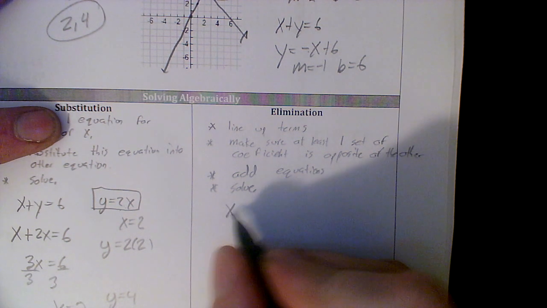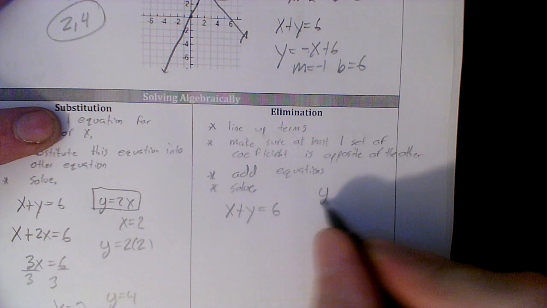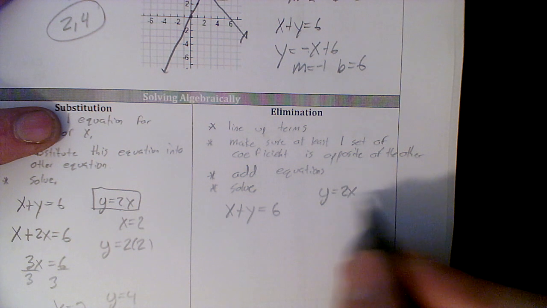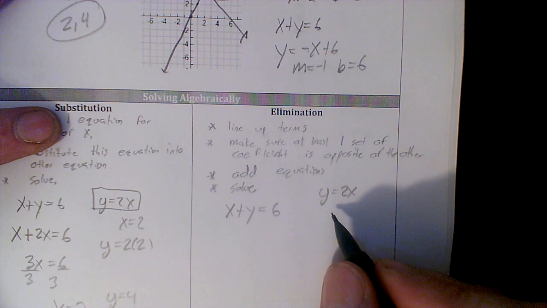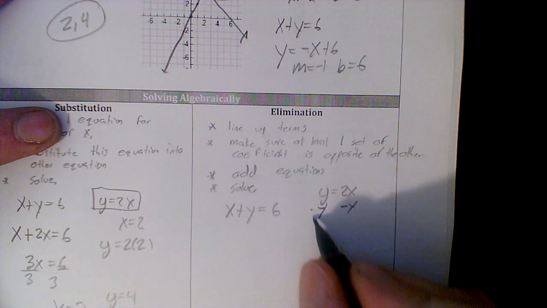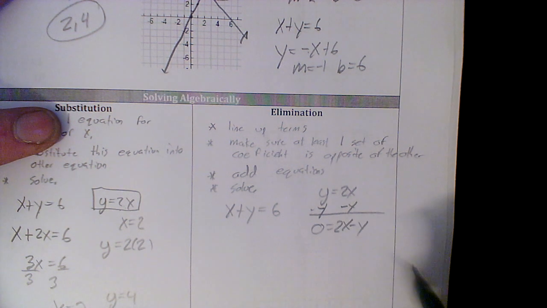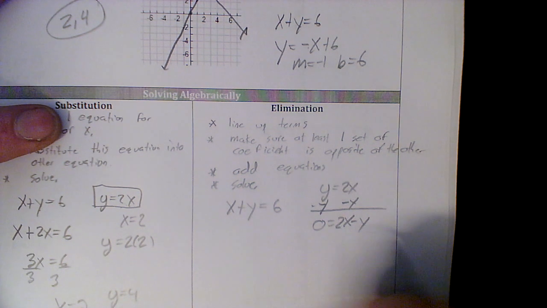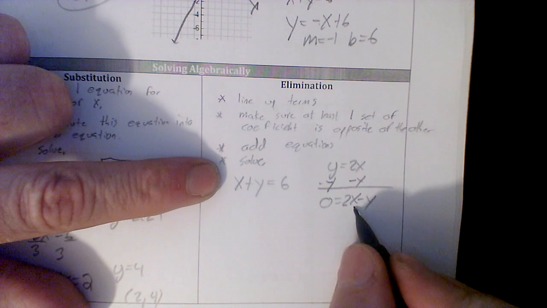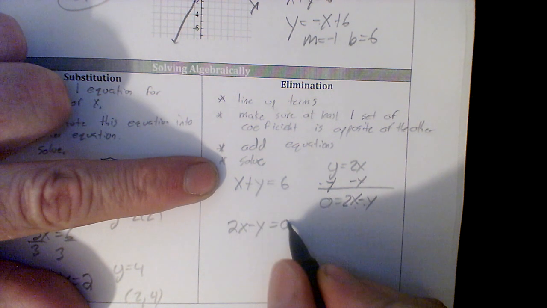So if I had x plus y equals 6, and I had y equals 2x, I would line up my variables. Let's subtract 2x from both sides. So, you know what? I'm going to subtract y from both sides. I'm going to go minus y, and the reason I'm doing this is because I get 0 equals 2x minus y. And now I can add my equations together. Ready? So if I write this equation, let's start writing this. I'm going to move this to the right side. I got 2x minus y equals 0.